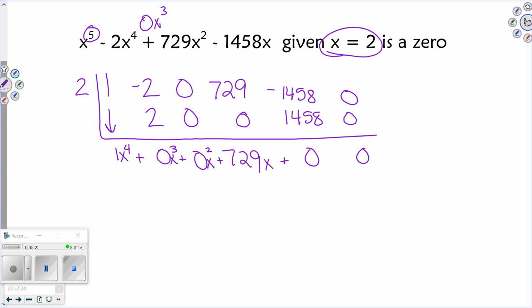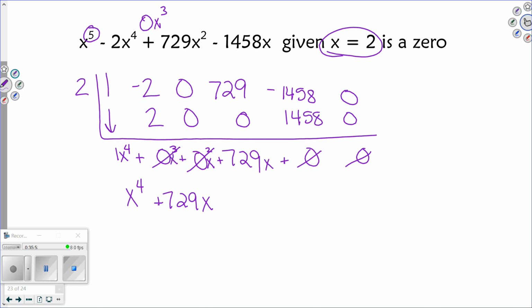So once you fill the x's back in, when you go to factor, do you need anything that has a 0 on it? No. So really I'm looking at x to the 4th, I don't need the 0, don't need the 0, plus 729x. I don't need the 0, don't need the 0. Here's the factoring most of you hate.